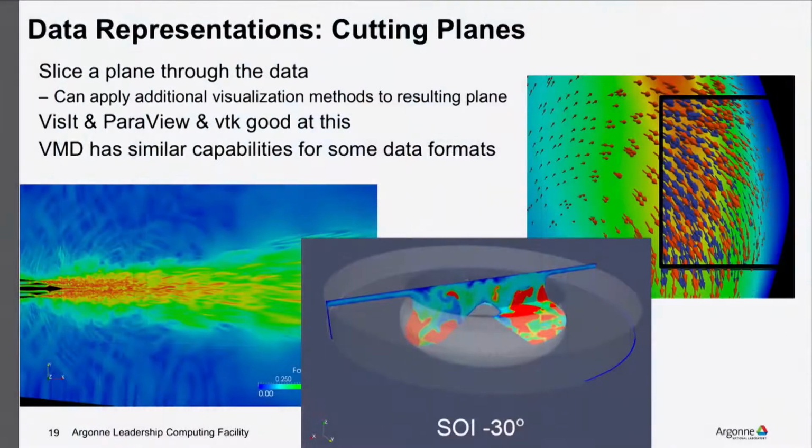Cutting planes are basically what they sound like. It's just a slice or plane that cuts through the data set and colors it by the value of the variable that you're looking at. Again, VisIt and ParaView are very good at this. It's a pretty common representation.